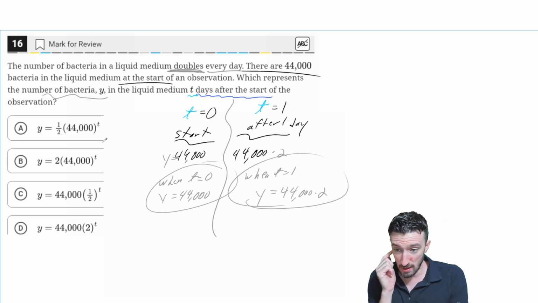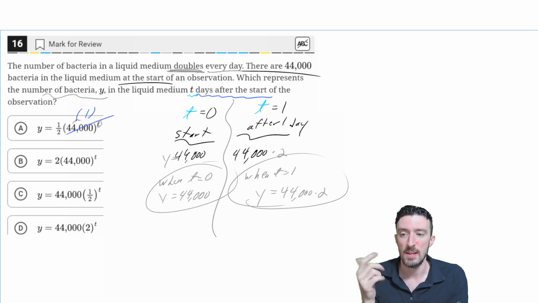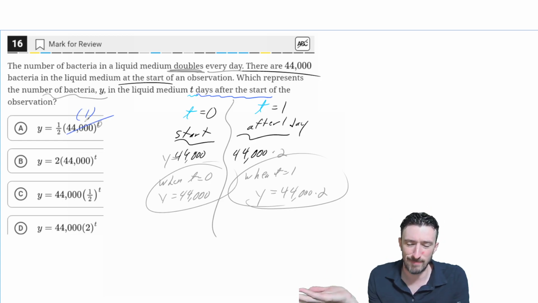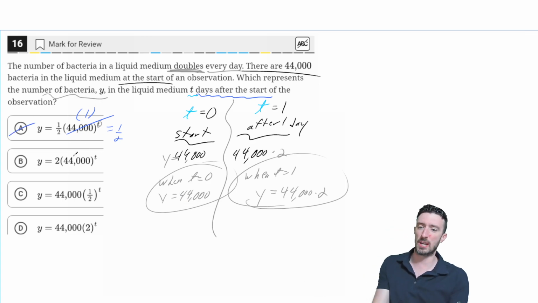Okay, well, if I take a look at the first guy and I plug in 0 there, I gotta know what happens when I raise something to the 0. Well, it turns out it's 1. So that means you get 1/2 times 1. 1/2 times 1 is 1/2. That's not 44,000, is it? I don't think so. So that one's gone.